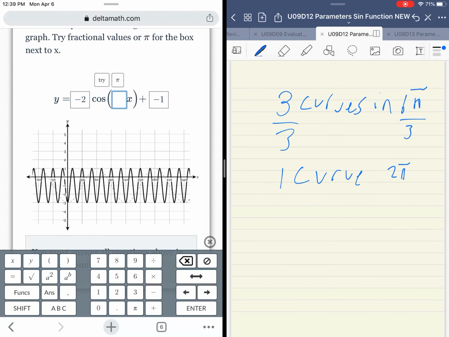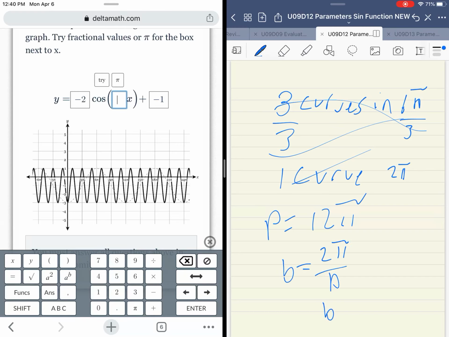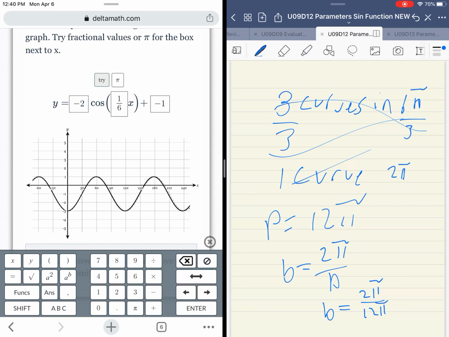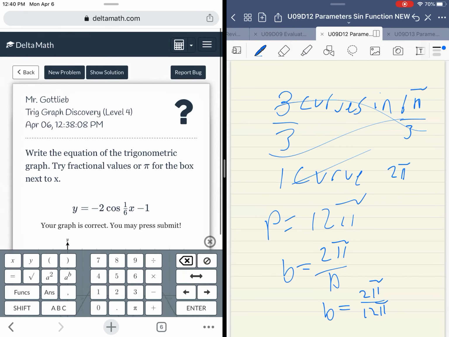Oh wait, I can't do that. So 3 curves in 6 pi. Oh, wait. I'm sorry, I'm looking at the curve that I started with, but the curve that they give us ends at 12 pi. So this is not correct. So it's hard to see their dashed lines under there. So their period is 12 pi. Using the formula, b equals 2 pi over the period. That's b equals 2 pi over 12 pi, which is 1/6. So we're going to do 1/6. And the graph should stretch out to the correct place, and it did. Let's try and do a different one.